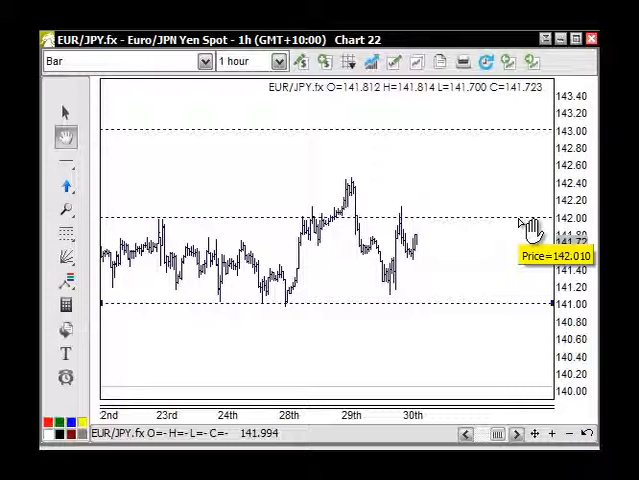But the Elliott count that we have, that big daily triangle pattern, is still to the downside. But I want to see some evidence of that, and a breaking of that 141 would be the case there.